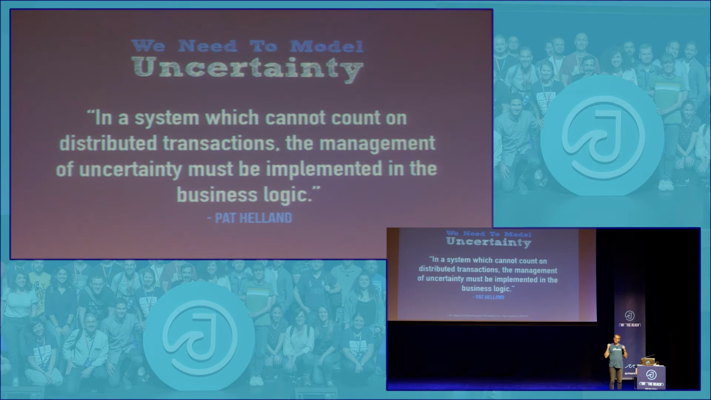So what we need are better tools, I think, to model this uncertainty we have between our components, this sea of non-determinism. And Pat Helland said that in a system which can't count on distributed transactions, the management of uncertainty needs to be implemented in the business logic. It needs to be modeled into our domain. We need to find a better way to model this space in between services. It's not taken care of for us.